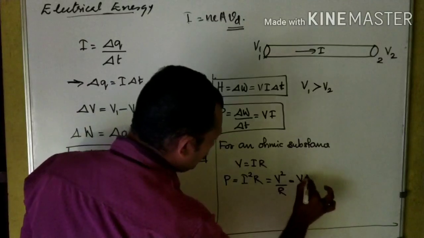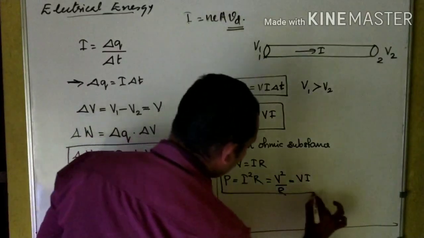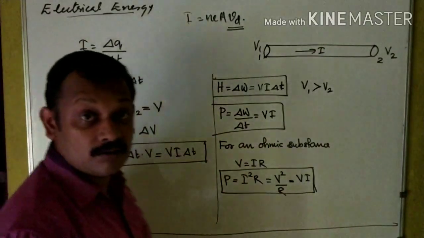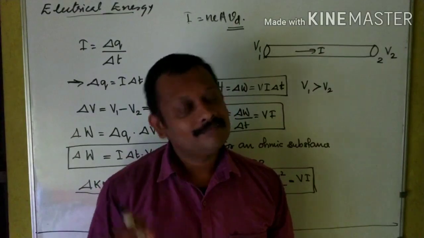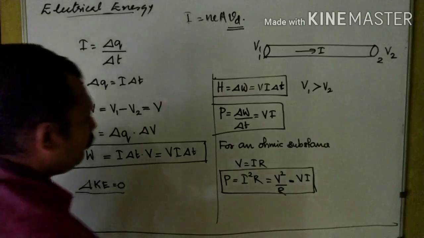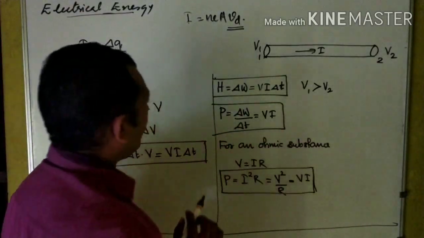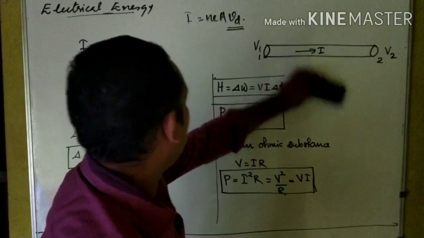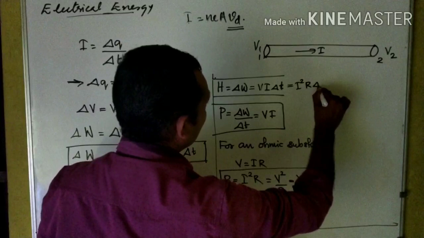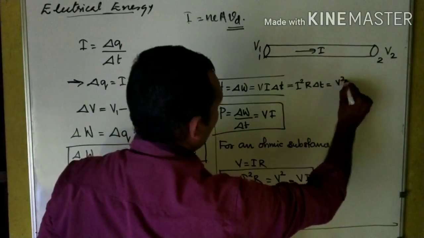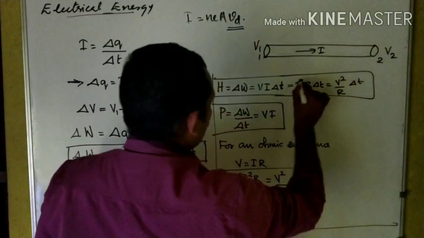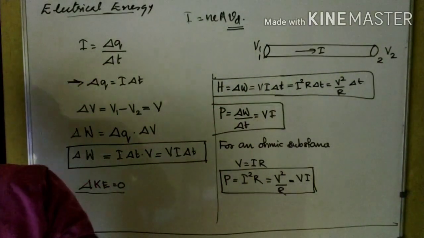Now finally we have three equations for electrical power. The electrical power P is equal to I square R, or V square by R, or simply VI. The amount of heat energy can therefore be written as VI delta T, which is equal to I square R delta T, which is equal to V square by R delta T. The last two equations are applicable for ohmic substances.